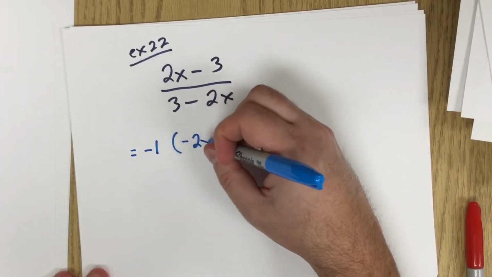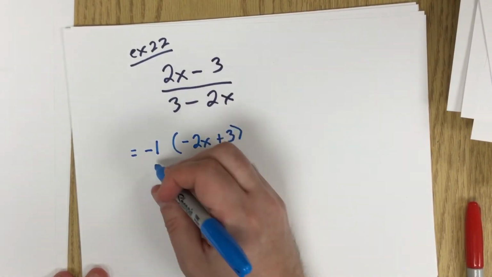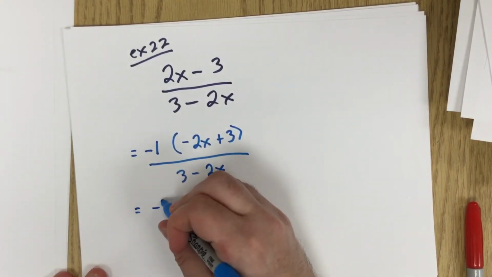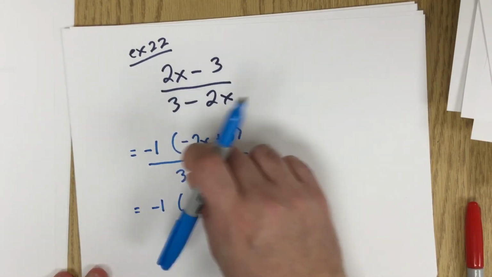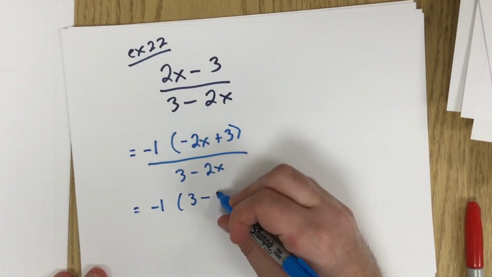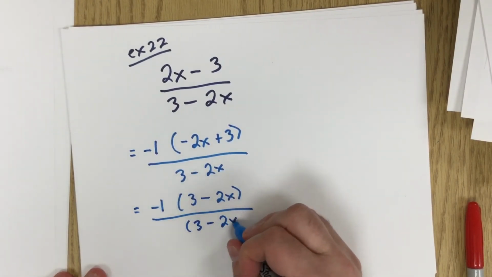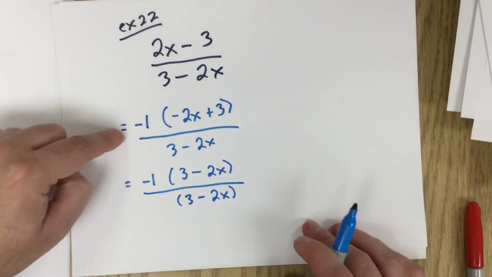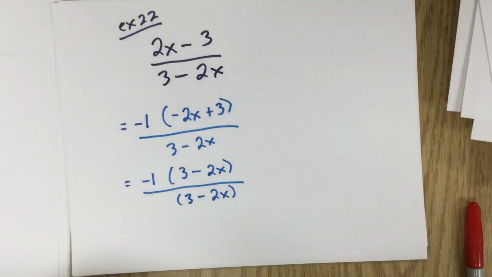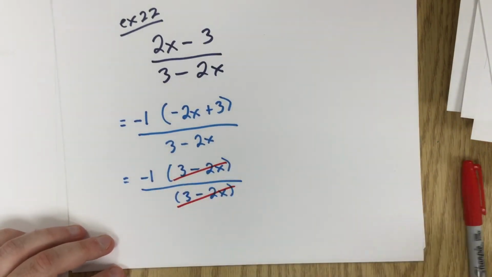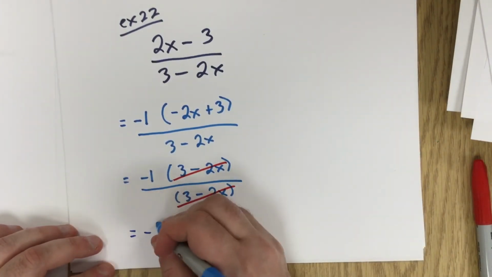That gives us minus 2x plus 3 over 3 minus 2x. And what I'm going to do now is I'm going to change the order of the two things in the bracket. So it becomes 3 minus 2x over 3 minus 2x. And look at that. So by factoring out a minus 1, we can actually change the order. And that only works when you have subtraction. For addition, if you factor out a minus 1, you wouldn't change the order, you would just make them both negative. These guys cancel, and all you're left with is minus 1.